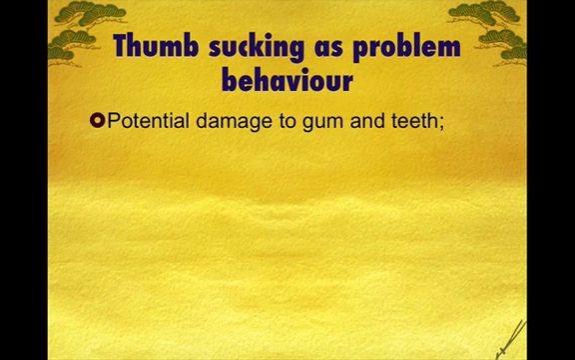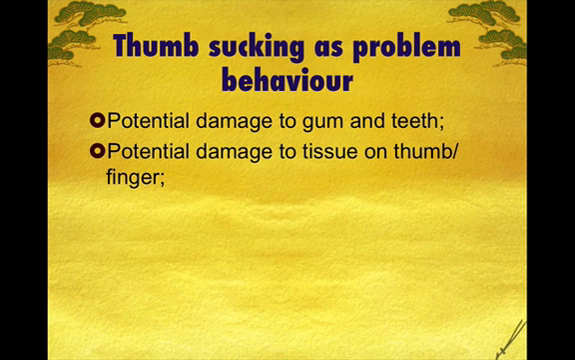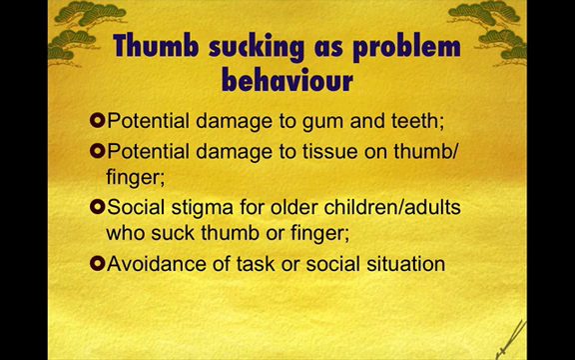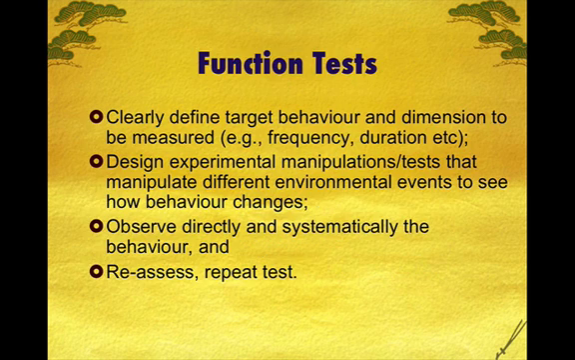Let's say we take thumb sucking as a problem behavior. It is a problem because of potential damage to the gum and teeth, and also because of potential damage to tissues on the thumb and the finger. It also can cause social stigma in older children and adults who suck their thumb. So, if you saw somebody sucking their thumb during a committee meeting, you would certainly have some thoughts about that, and it would cause social stigma for that person. So, thumb sucking, while it might not be considered a big problem in babies, does eventually cause a problem. It might also lead to the avoidance of tasks or social situations.